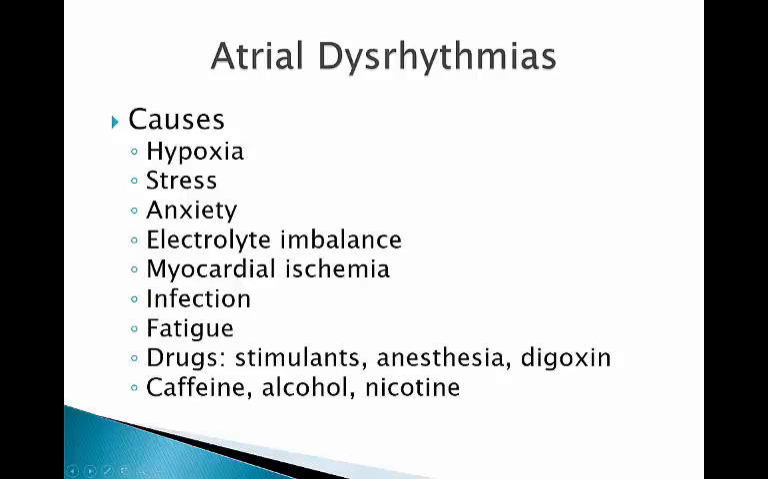All right, so here is a list of causes for atrial dysrhythmias. A lot of them are similar to the causes of tachycardia, but can also include things like electrolyte imbalances, primarily potassium and magnesium, though sometimes sodium and calcium imbalances could cause these as well, but most of the time it's potassium and/or magnesium.